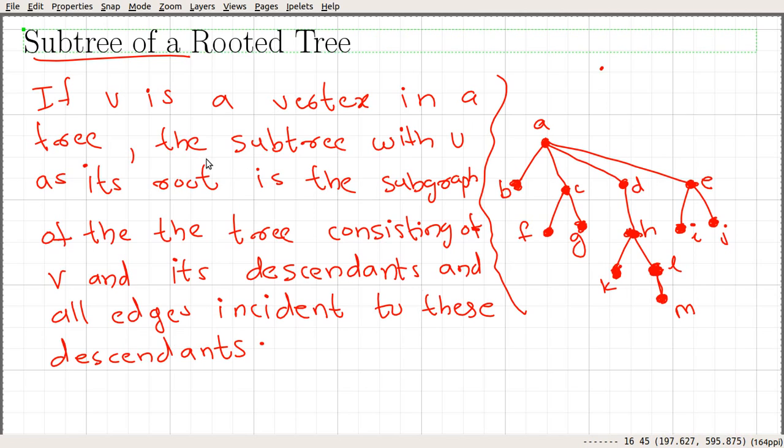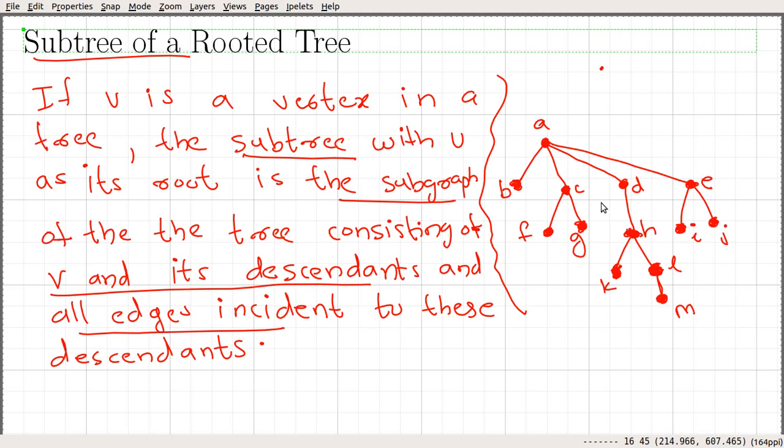So this is how we define a subtree of a rooted tree. If V is a vertex in a tree, the subtree rooted at V, with V as its root, is the subgraph of the tree consisting of V and its descendants and all the edges incident to these descendants.